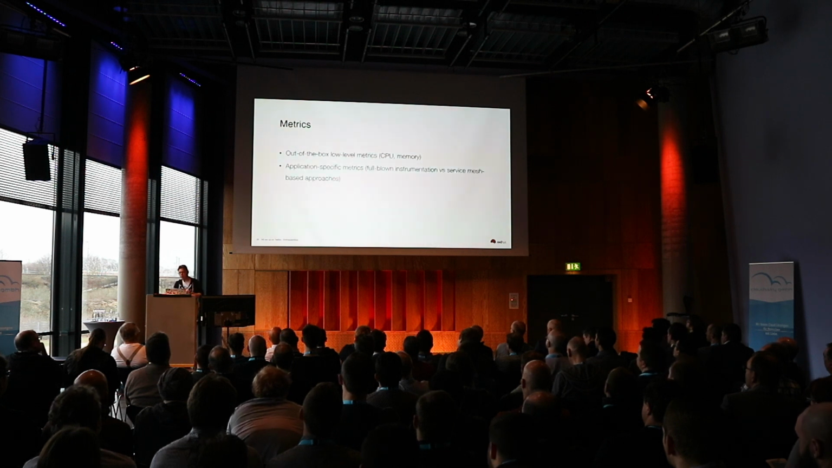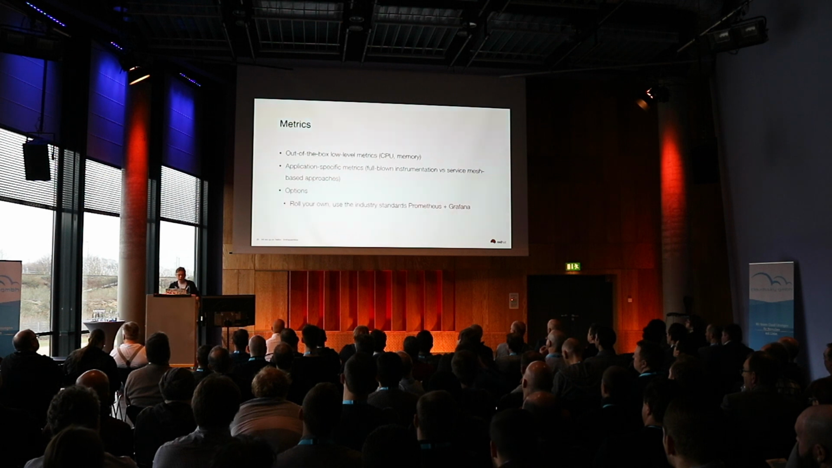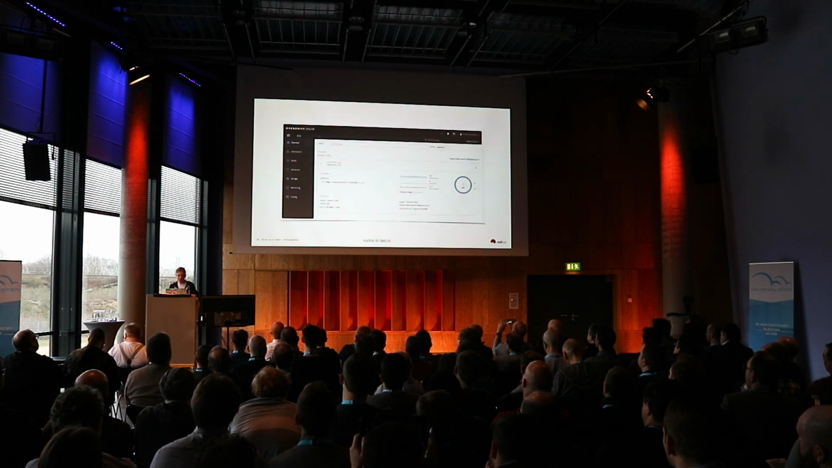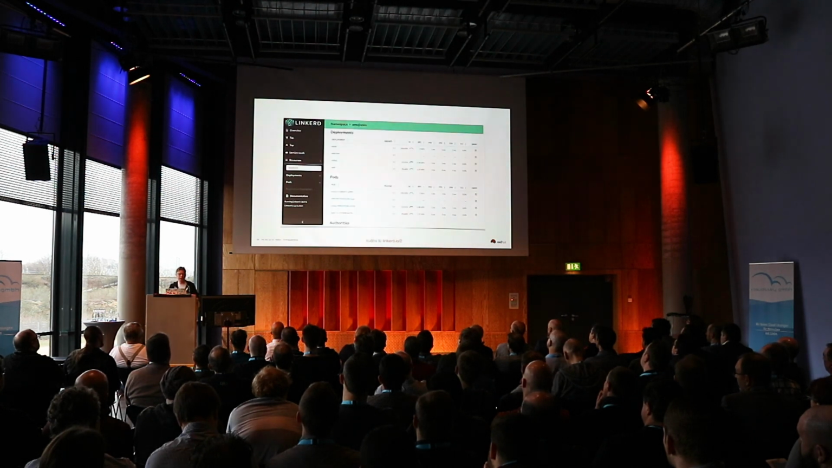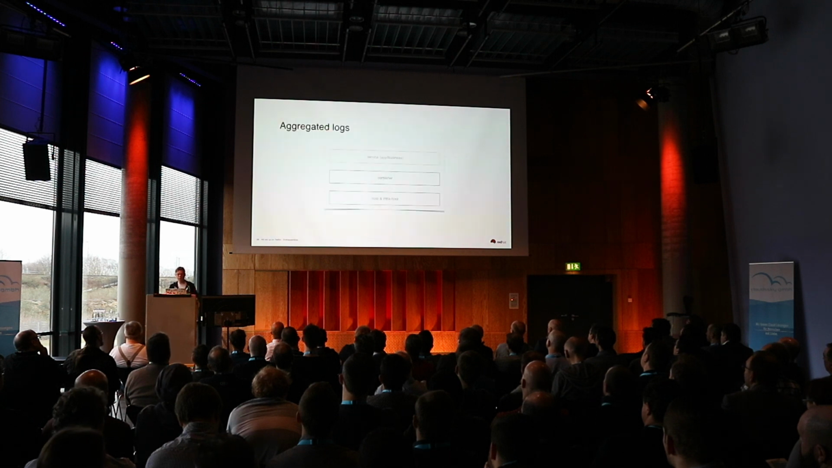For the application-specific ones, you have to decide: is it a full-blown instrumentation in-tree, or are you using service mesh-based approaches that have a lightweight footprint in terms of instrumentation? You can roll your own. If you do that, if you're on premises and want full control, definitely use Prometheus and/or Grafana together, or the cloud provider native ones. Have a look at OpenShift, which has some quite nice high-level integrations there. Grafana, service meshes, in this case Linkerd, giving you some insight into what's going on between services.